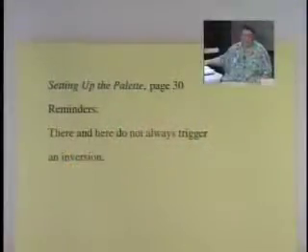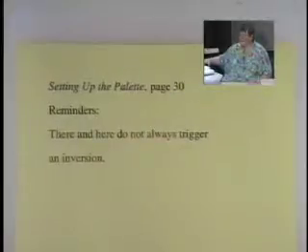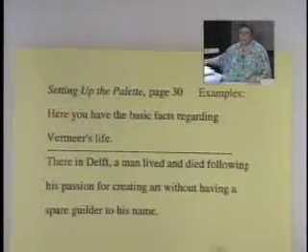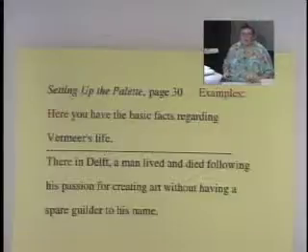Now, on page 30, there and here do not always trigger an inversion. See, that's the thing. I had you box off the word often because they often trigger an inversion. And as a matter of fact, an inverted clause can come up, and often does, with absolutely no warning. But there and here aren't always the triggers. If you look on page 30, there are 2 sentences. Here you have the basic facts regarding Vermeer's life.